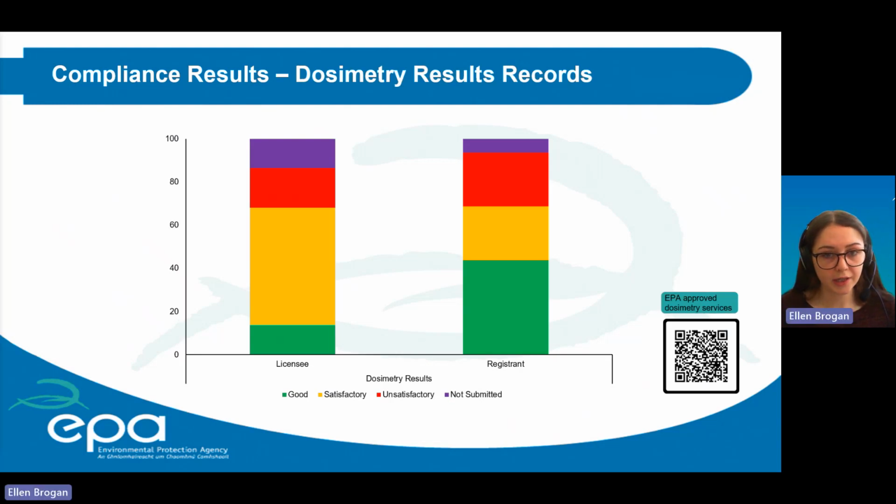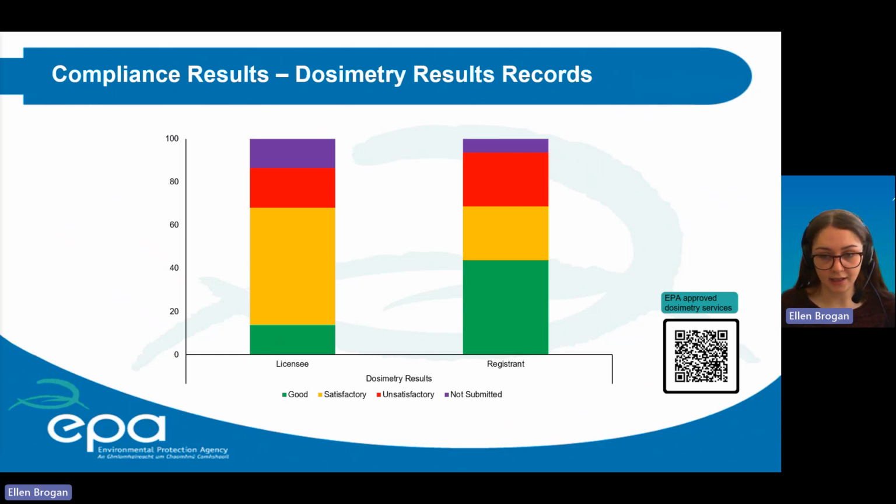And then for dose records, personal dosimeters must be provided by the undertaking when it's indicated by the risk assessment. But the type of dosimeter and the instructions for its use will be determined in consultation with the radiation protection advisor in conjunction with the risk assessment. So around half of both licensees and registrants said that the risk assessment had identified a need for dosimetry.